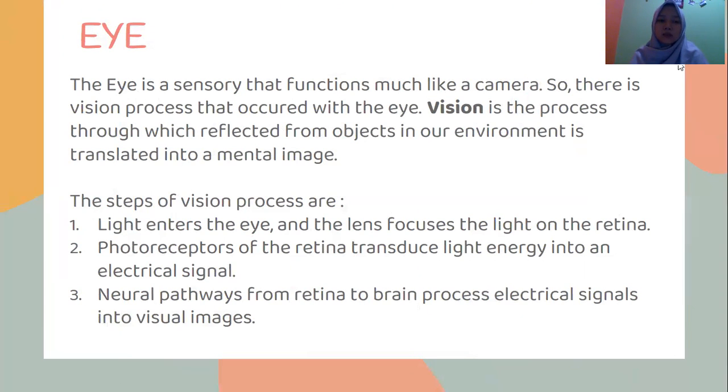There are steps of the vision process. The first is light enters the eye and the lens focuses the light on the retina. Two, the photoreceptors of the retina transduce light energy into an electrical signal. And the third is neural pathways from the retina to the brain process electrical signals into a visual image.